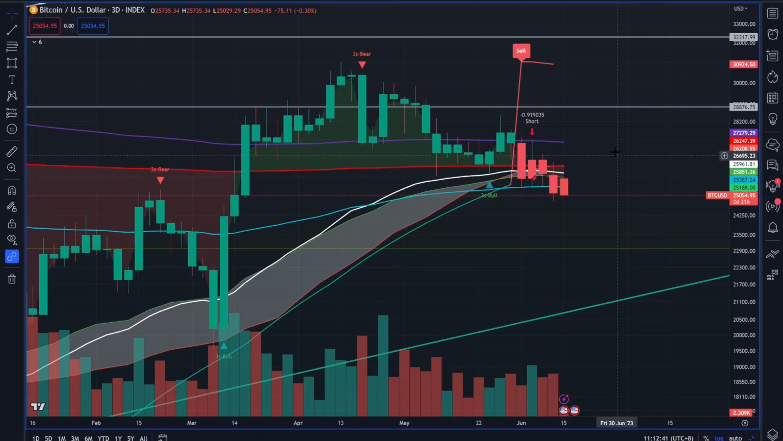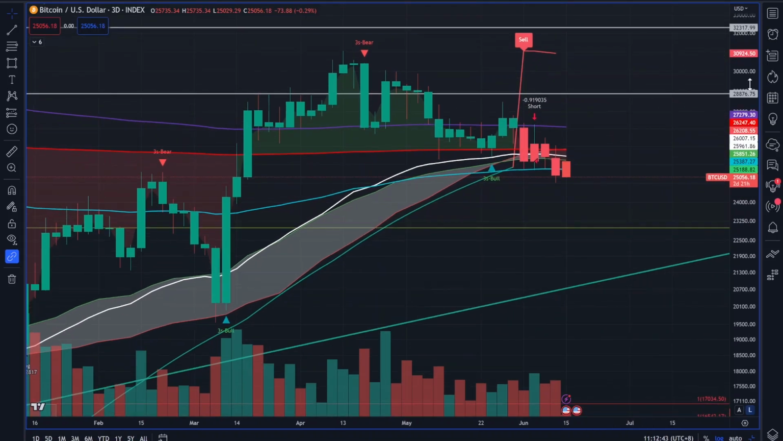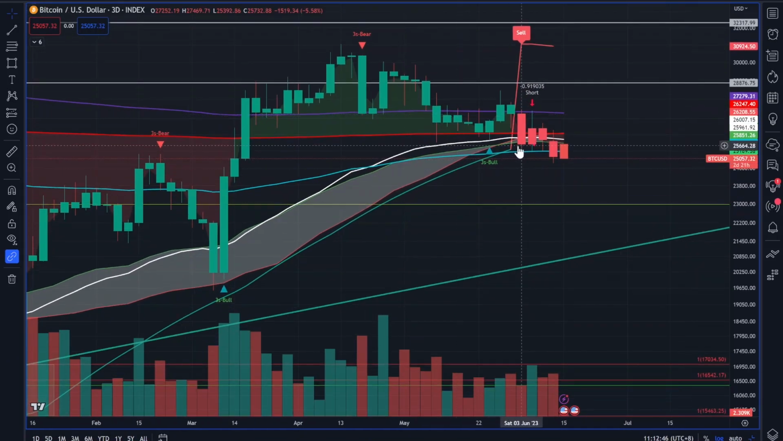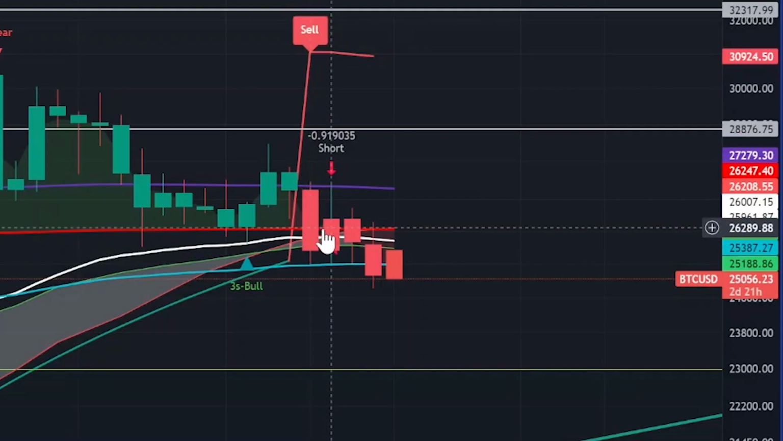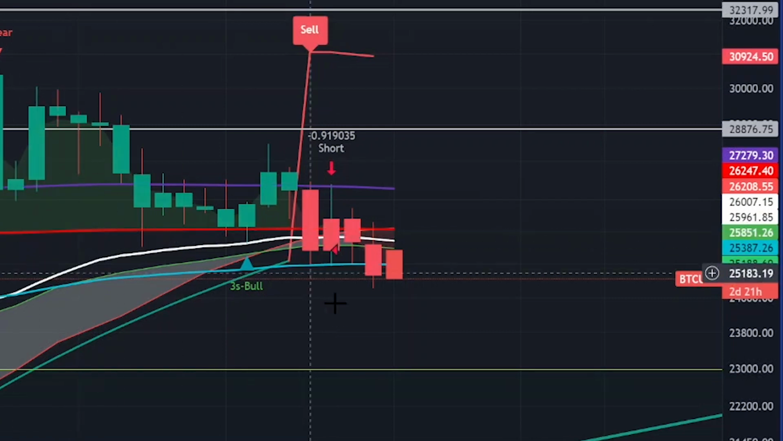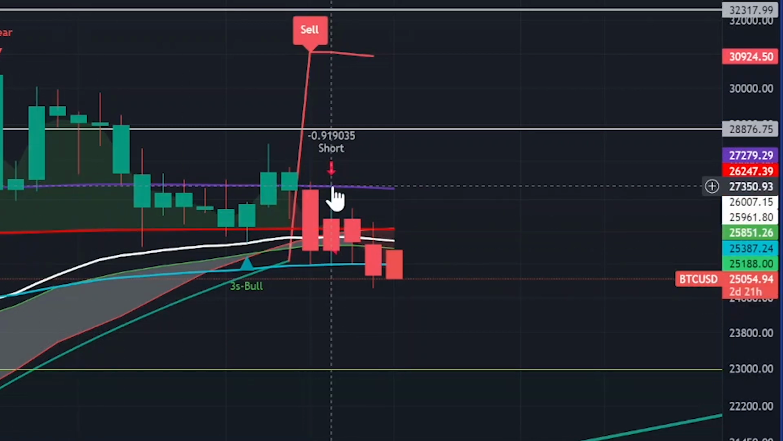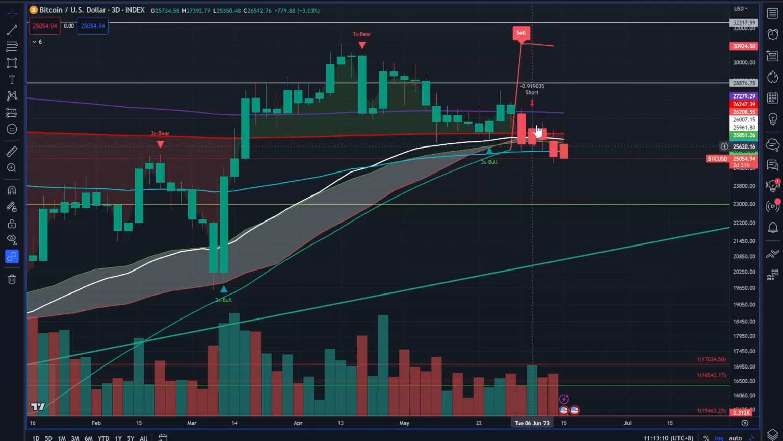Okay, so just going to start off with the parabolic SAR, which I was talking about in the last market update, that when we flipped to short here, I would start scaling into short positions. So the way I did that was the parabolic SAR flipped to short. And so I set my sell orders at 26,300 roughly, which was the 200 period smooth moving average, and also 27,350, which is the 100 period smooth moving average. Both of those got filled.